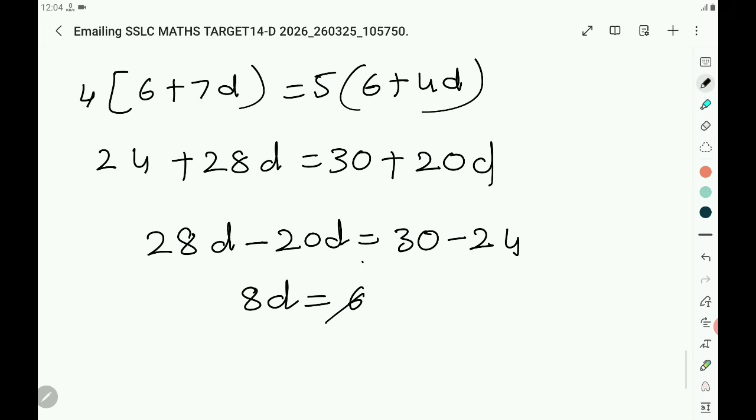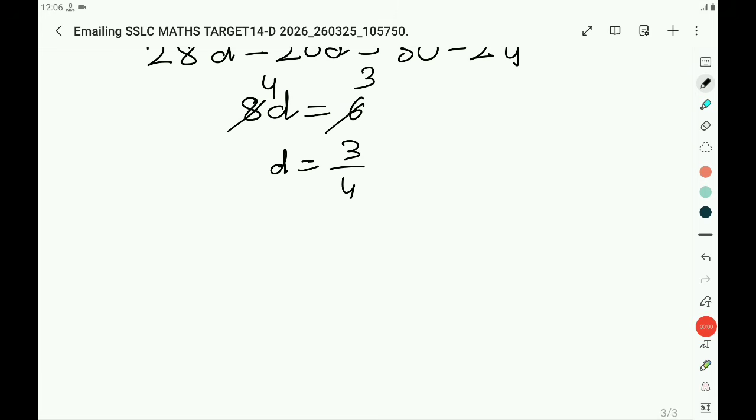You got 8d equals 6, 2 3s are 6, 2 4s are 8. You got d equals 3 by 4. d equals 3 by 4.